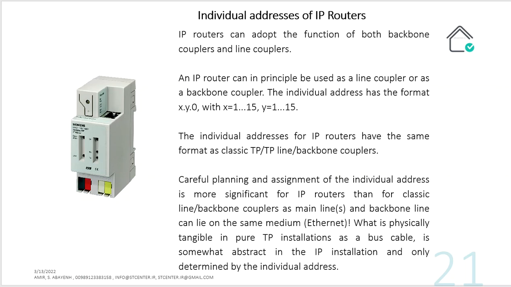Careful planning and assignment of the individual address is more significant for IP routers than for classic line and backbone couplers, as a main line or a backbone line can lie on the same medium, Ethernet. What is physically a bus cable in a pure TP installation is somewhat abstract in the IP installation and only determined by the individual address. So this individual address is really important. You should take care of it.